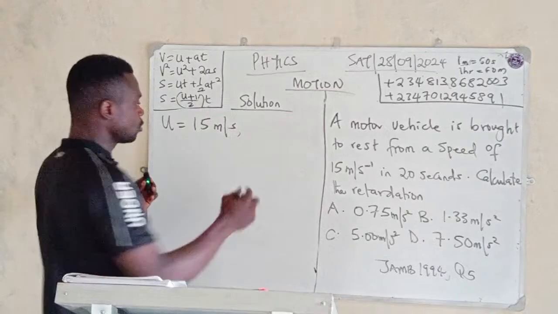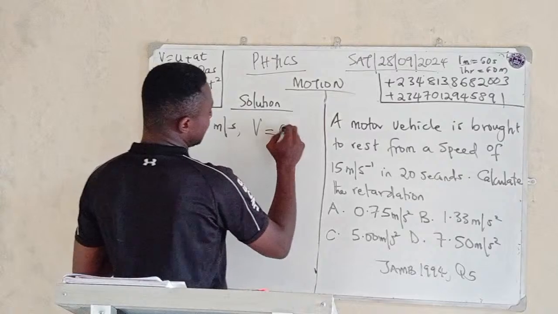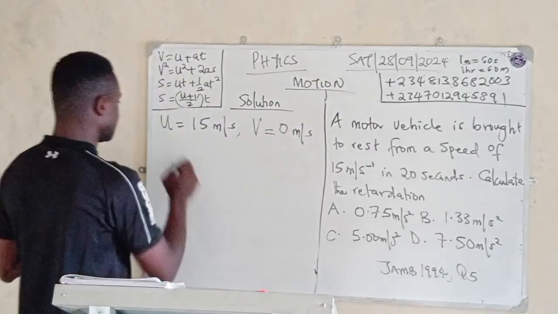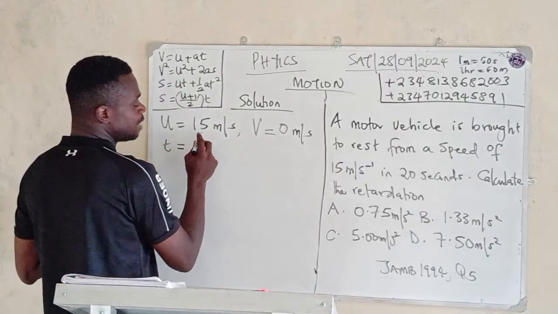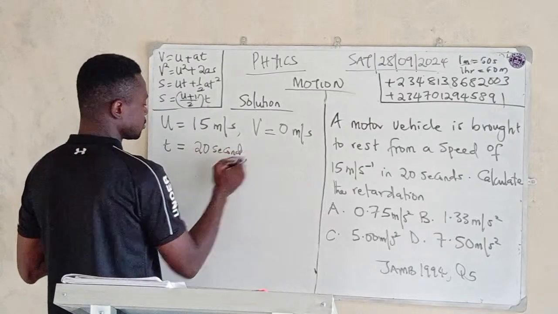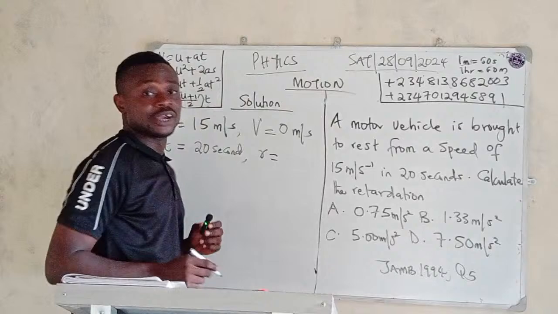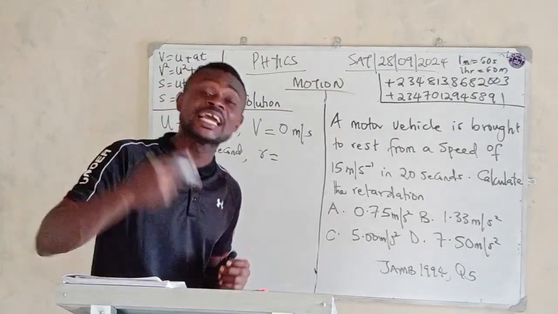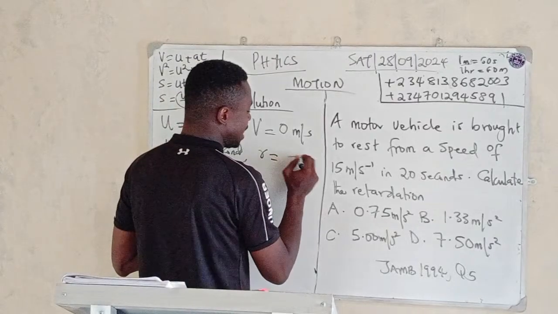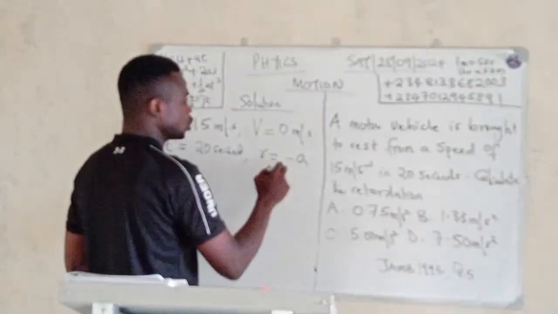Final velocity is zero because the vehicle was brought to rest. Final velocity is 0 meter per second. Time is 20 seconds. We are given retardation R. Retardation R is negative of acceleration, so the retardation is minus A. That's what we are looking for.